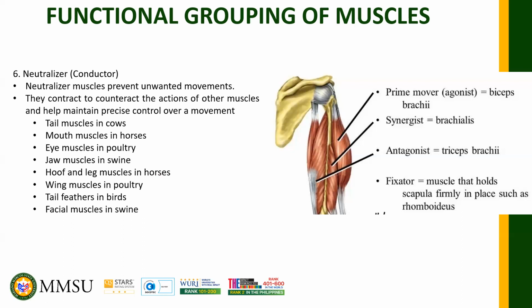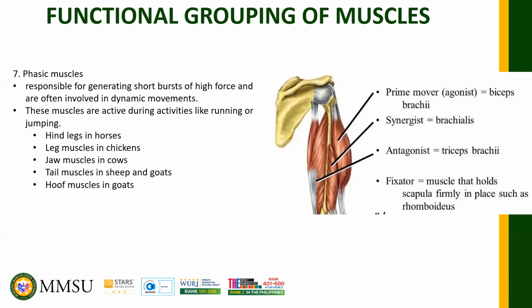Especially our swine, they have this rooting habit. Okay? So it's usually to manipulate objects using their snout. So the neutralizer muscles within the snout region help control the direction and pressure of the rooting habit of our animals to prevent unintended damage or excessive rooting of these pigs.